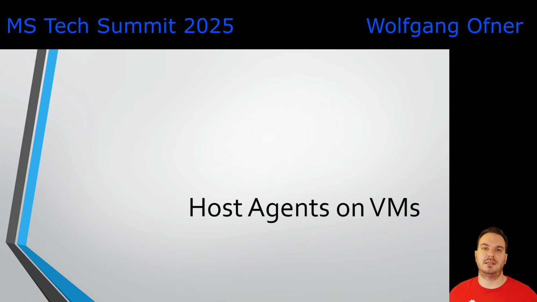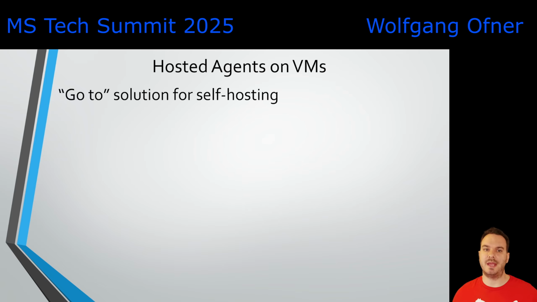Now let's take a look at the different options we have to host our agents. First one, we're going to start with VMs. Hosting the agents on VMs is the go-to solution. If I talk to any teams, they say they need a self-hosted agent. The first thing that comes to mind is VMs, because that's the way we did it in the last 20 years. That's the way Microsoft did it.